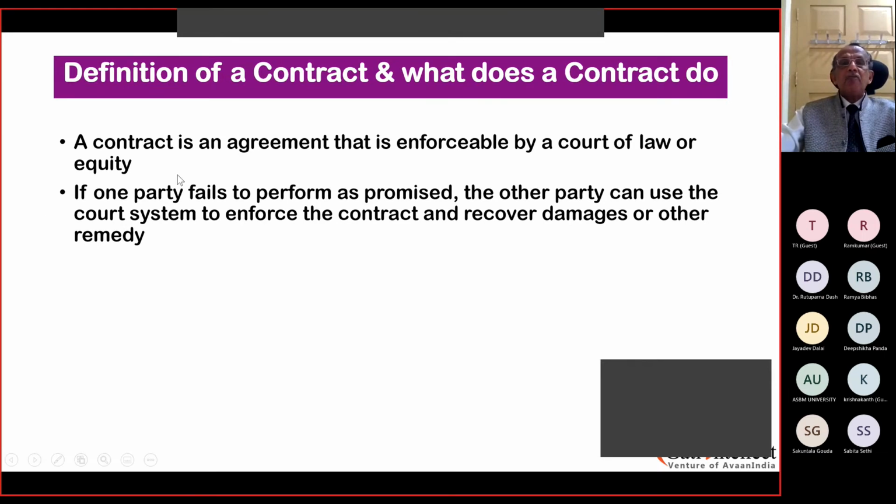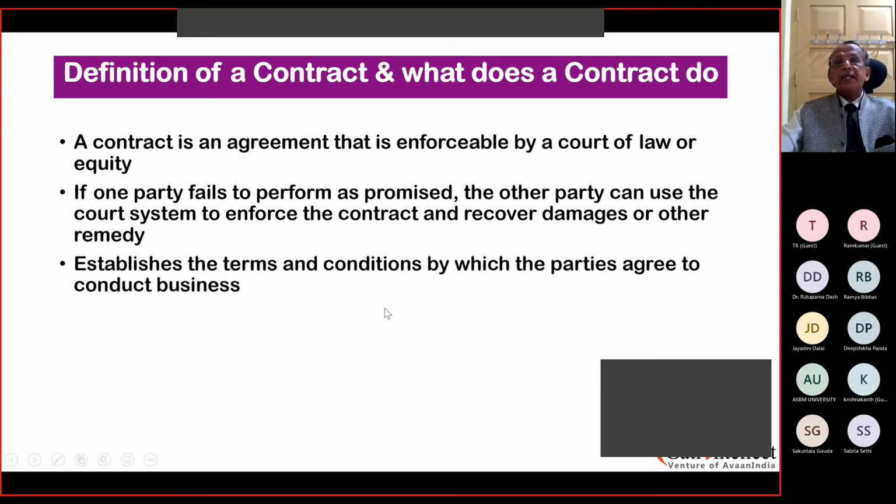If one party fails to perform as promised, the other party can use the court system to enforce the contract and recover damages or remedy. See, this is the most advantage of having a proper contract. Now we will get more into it as to where and which place, because jurisdiction is another very important thing, which we will talk about as we go along.